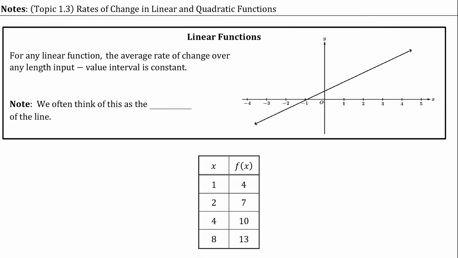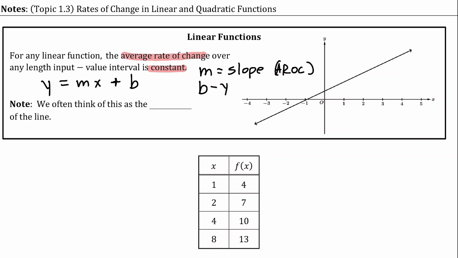If you remember linear functions, the average rate of change over any length input should be constant. So if it's linear, we talked about it a little bit on that four corners activity, you can normally model it by the equation y is equal to mx plus b. Again, m is our slope, or in this course, sometimes we call it the rate of change, the ROC. You can call it the AROC, the average rate of change, to be fair. And then b is our y-intercept, where it crosses on the y.